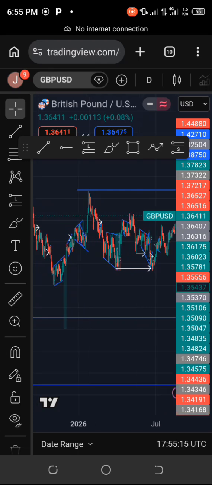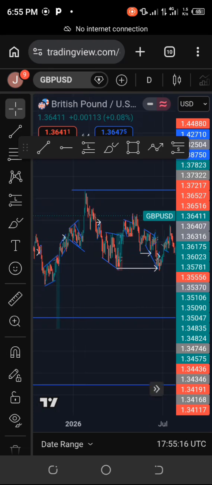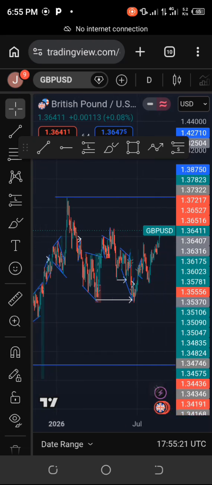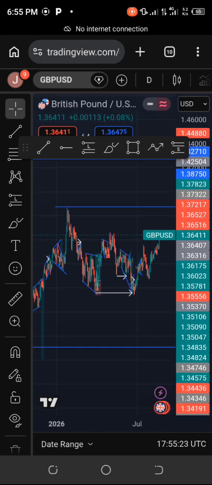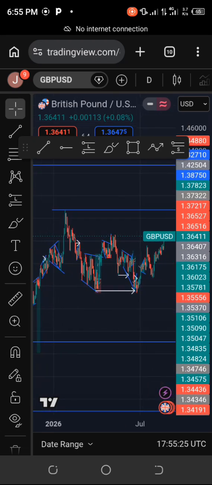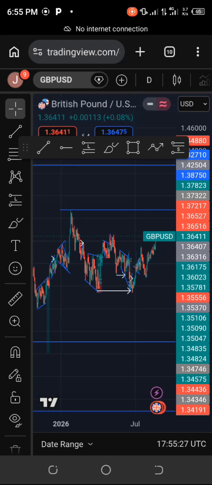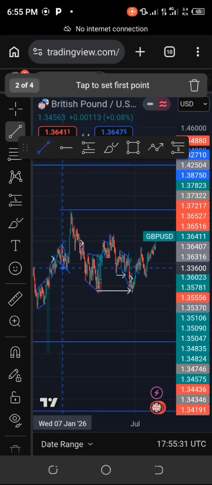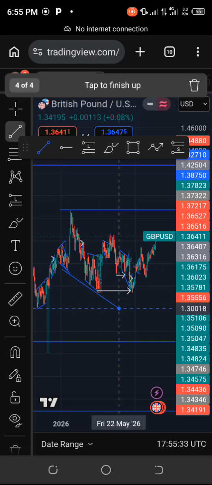So today I'll be sharing with you my trade setup for the week, what I'm looking out for, and we have right here the currency pair GBP USD. And so we are on the daily time frame. Let me draw my trend line so you see the structure that I'm looking out for. So overall, this is the overall structure.